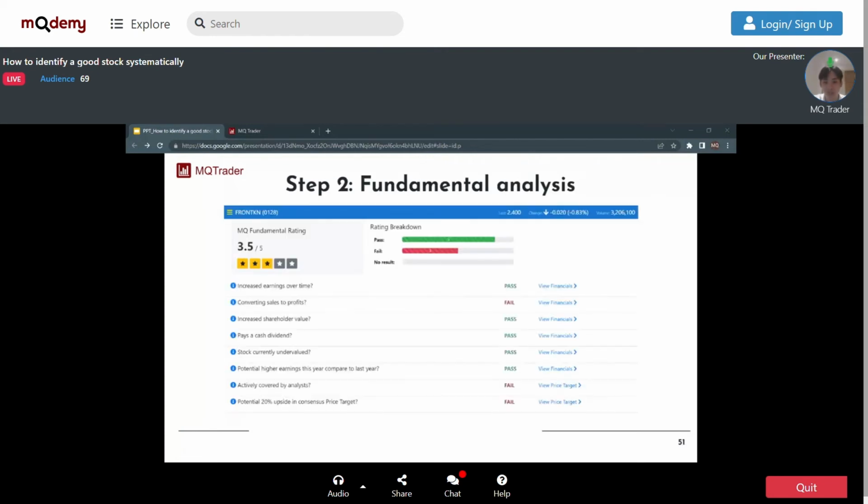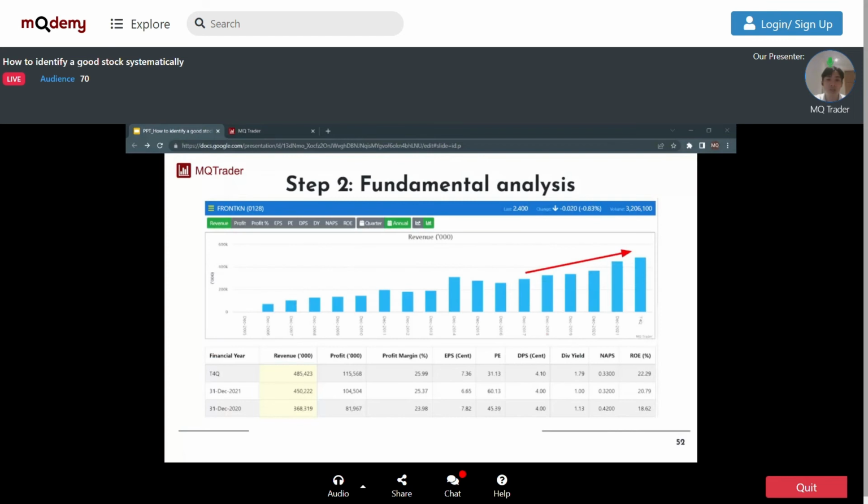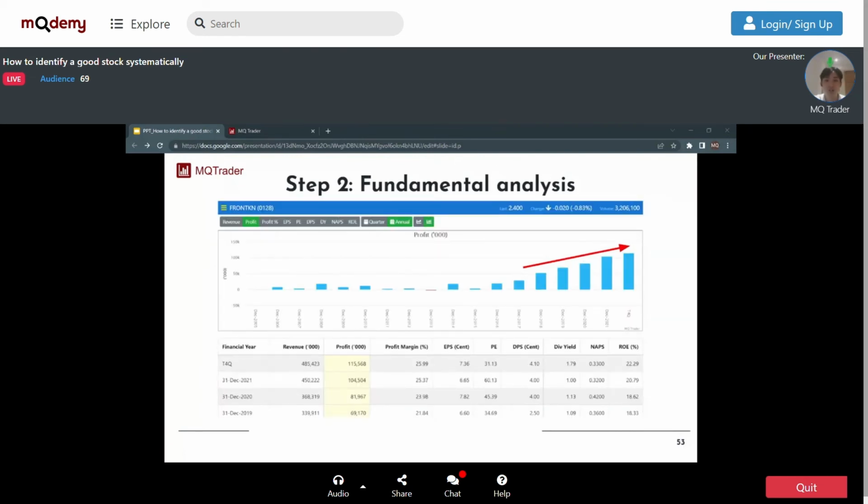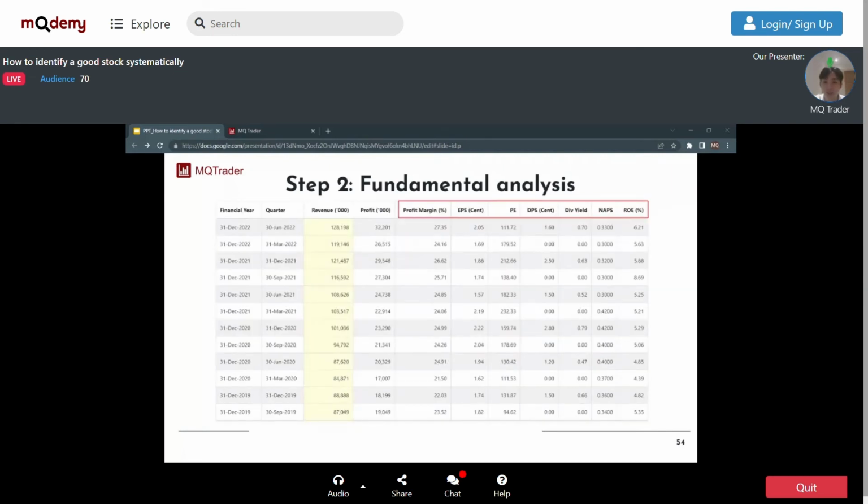For step 2, fundamental analysis, our system shows that Frontken actually has a good fundamental, with 5 passes and 3 fails in our criteria, generating a 3.5 out of 5 rating. Then we check that revenue is in an uptrend as well. Same with profit, also in an uptrend movement. Then let's take a look at some other data. It's maintained pretty well, with the profit margin growing steadily each quarter, which means that up to this point, we can conclude that the fundamental of Frontken is good.